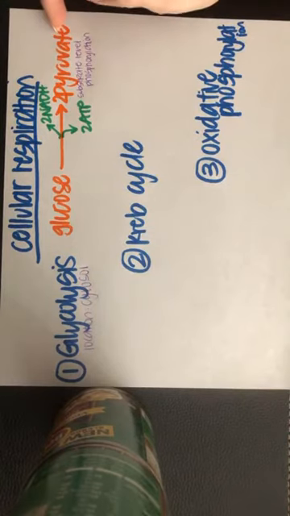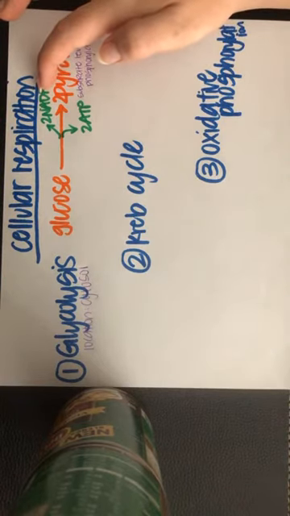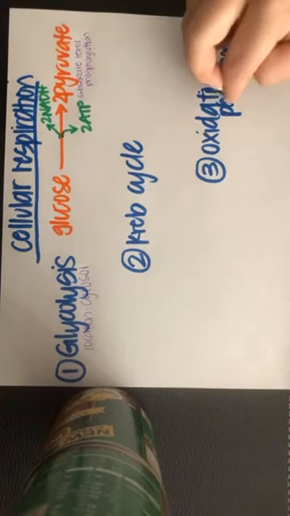Overall, we need to understand why these things are important. The pyruvate is important because it's going to move on to the next step. The NADH is important because it's going to move to the electron transport chain that we're going to look at during oxidative phosphorylation.